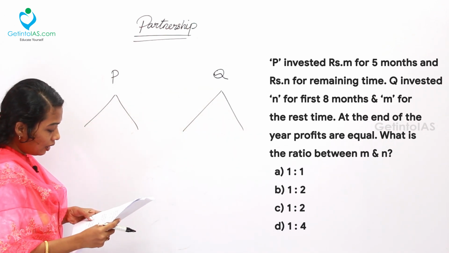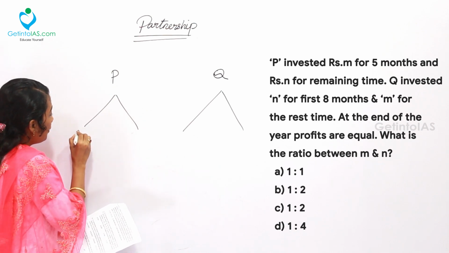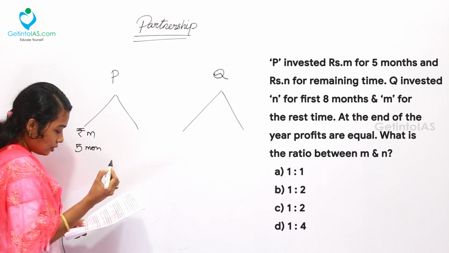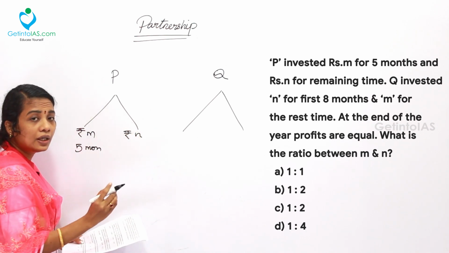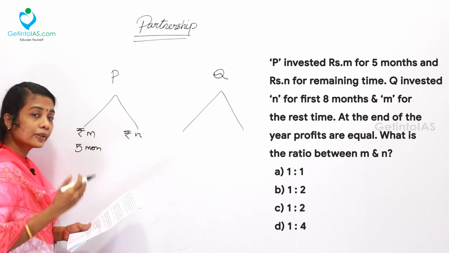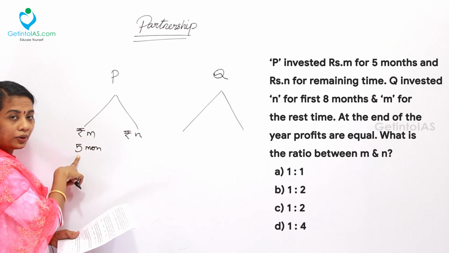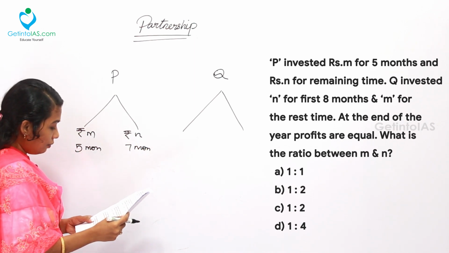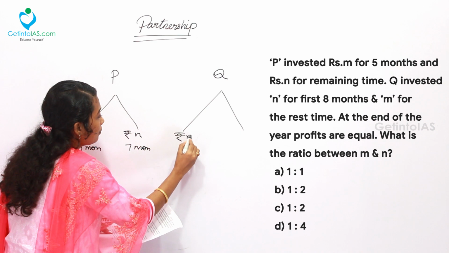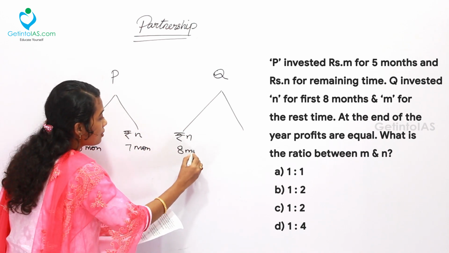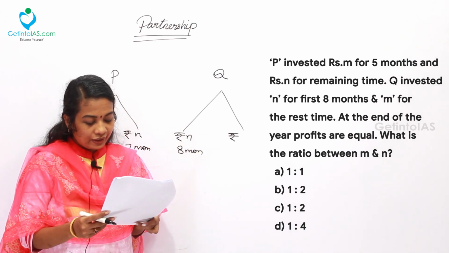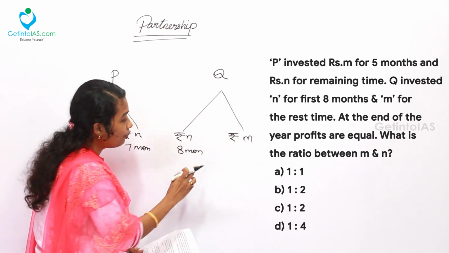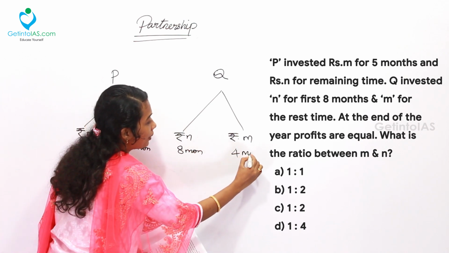So let me take it like this: rupees M for 5 months. Then the next, rupees N for the remaining time. So when the profit is evaluated at the end of the year, that means 12 minus 5, which is 7 months. The next case, Q invested rupees N for the first 8 months. For the remaining time, he has invested rupees M. So 12 minus 8, which is 4 months.